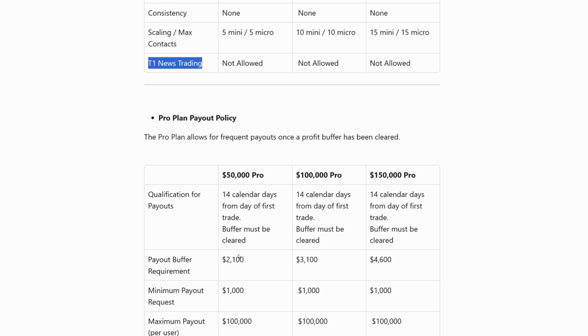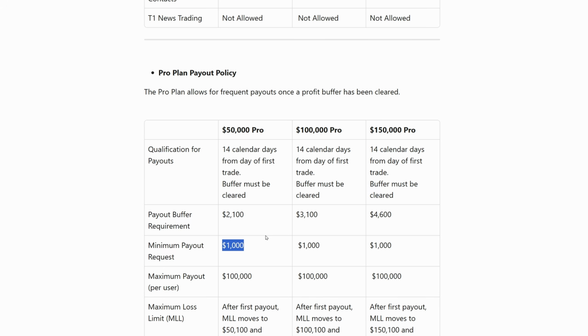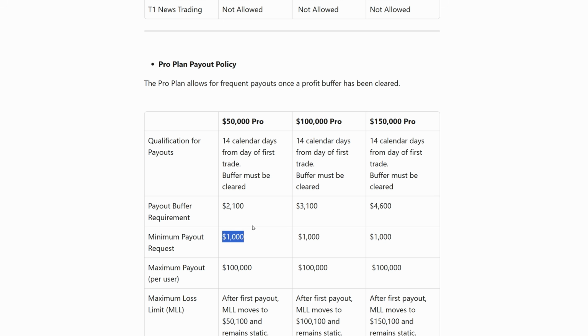This means the account balance must be above that price point. So in the $50,000 account, you must be at $2,100 or higher. And also notice the minimum amount of money you're able to request per payout is $1,000. So remember, in the other accounts, they had a minimum withdrawal of $250. So that's something you most certainly want to think about. That means once you pass the evaluation, you get into the funding stage, you're going to have to make at least $3,100 before you're going to be eligible for a payout.